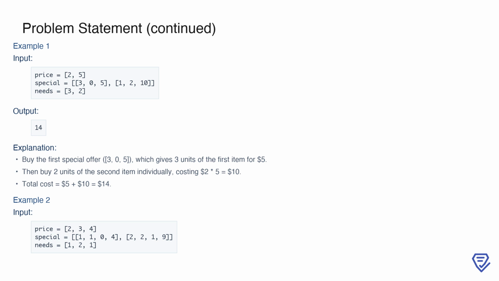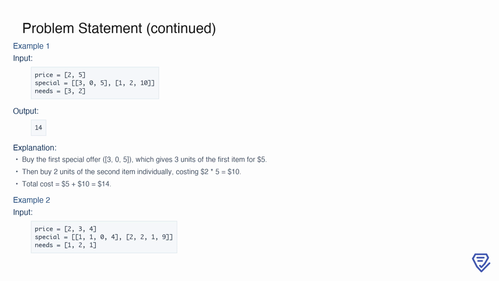Here, the price list is [2, 5], meaning the first item costs $2 per unit and the second item costs $5 per unit. The special offers are [3, 0, 5] and [1, 2, 10]. The first offer gives you 3 units of the first item for $5. And the second offer gives you 1 unit of the first item and 2 units of the second item for $10. Your needs are [3, 2], which means you need 3 units of the first item and 2 units of the second item.